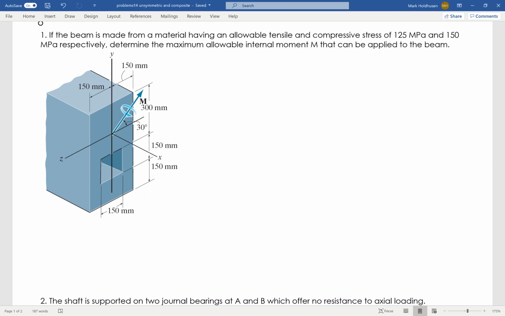Okay, in this problem, we've got a beam subjected to a moment that is not just around a single axis, and because of that, we need to take into account that it can have some stress going in both directions. So the total normal stress is the moment around the z-axis times y all over the moment of inertia about the z-axis, plus M_y, the moment about the y-axis, times z all over the moment of inertia about the y-axis.